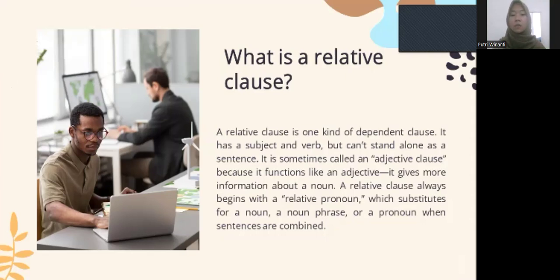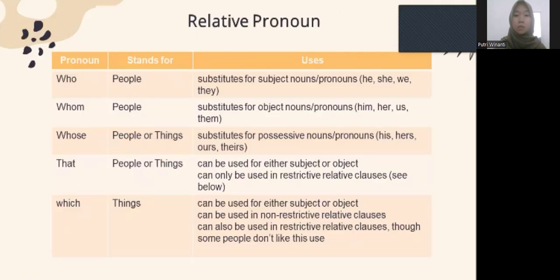A relative clause always begins with a relative pronoun, which substitutes for a noun phrase or a pronoun when sentences are combined. So these are the relative pronouns. The pronoun who stands for people. It substitutes for subject nouns or pronouns such as he, she, we, they. Whom stands for people. It substitutes for object nouns or pronouns such as him, her, us, them.